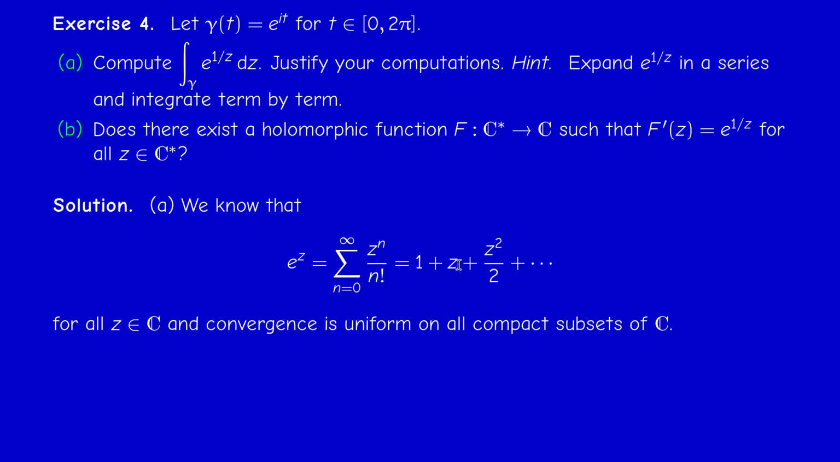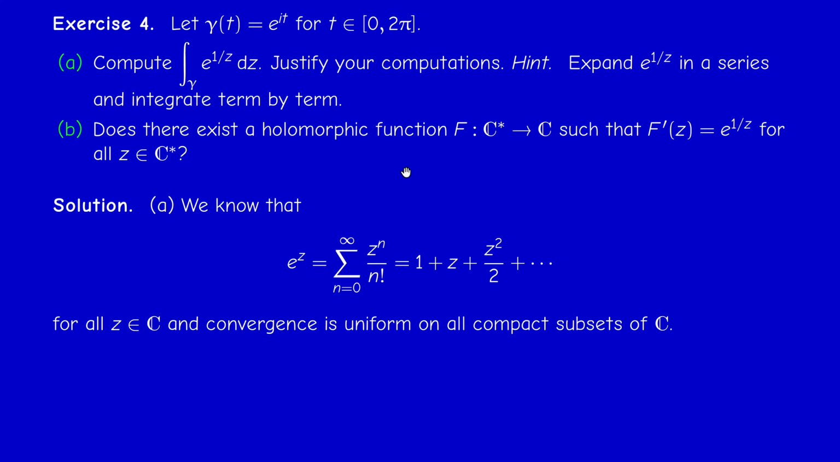The last exercise. We asked a lot of such questions in the exam. So we take the unit circle, and we have to compute the integral of exponential of 1 over z over the unit circle, and then answer if there exists an antiderivative of e to the 1 over z. So does there exist a holomorphic function from C star to C whose derivative is e^(1/z)?